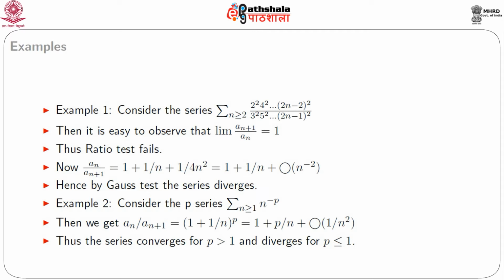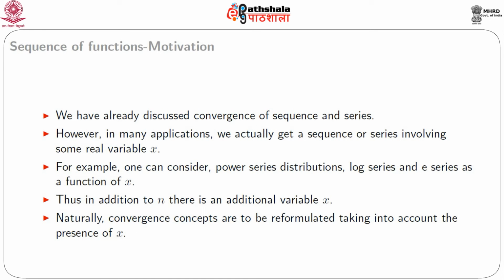diverges. Next, consider again the P series. It is very natural that the ratio of a_n and a_(n+1) comes out as (1 plus 1 by n) whole to the power p, which can be further written as 1 plus p by n plus big O of 1 by n square, and therefore the series converges for p greater than 1 and diverges for p less than or equal to 1. In our next topic, we shall discuss sequence of functions.